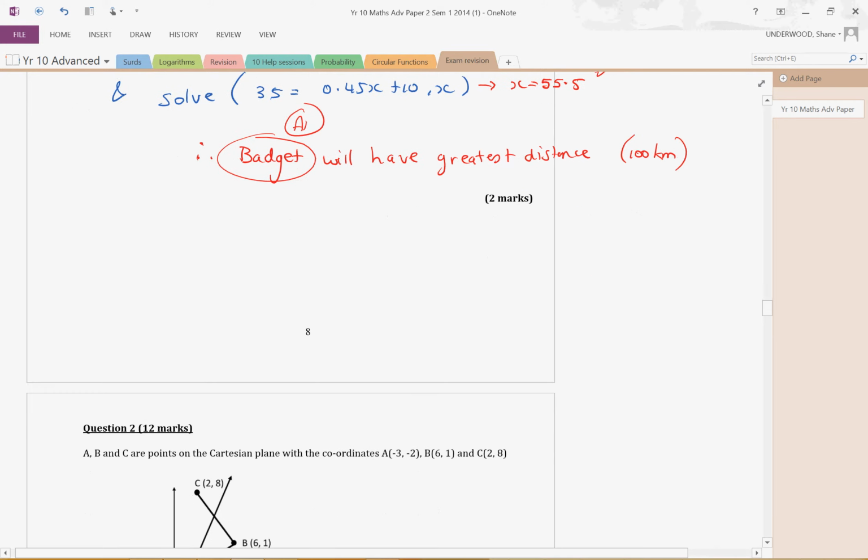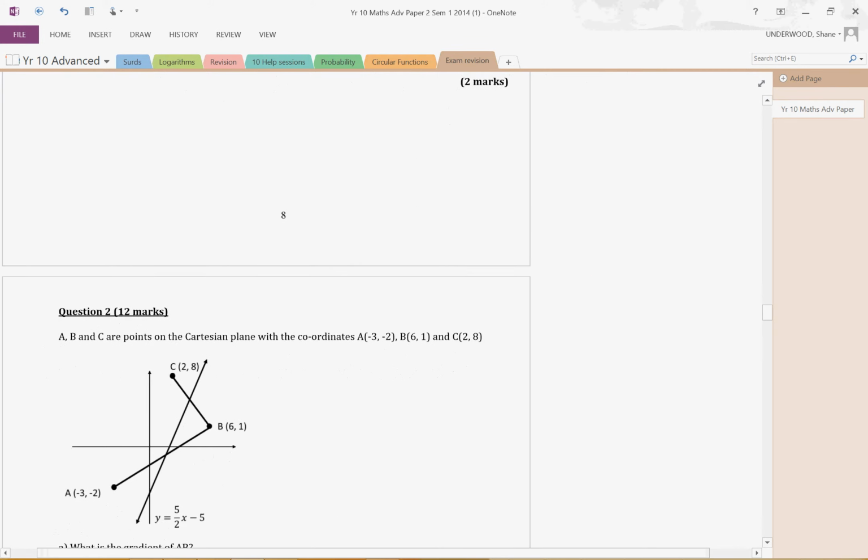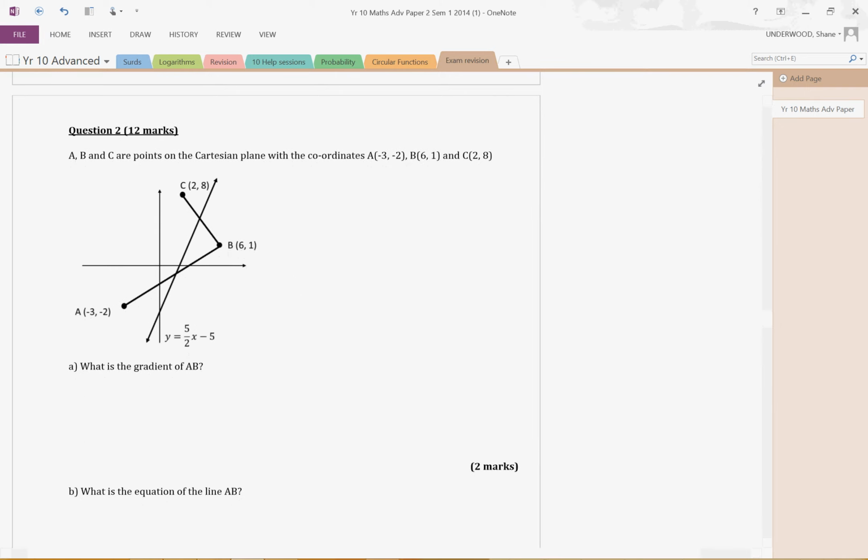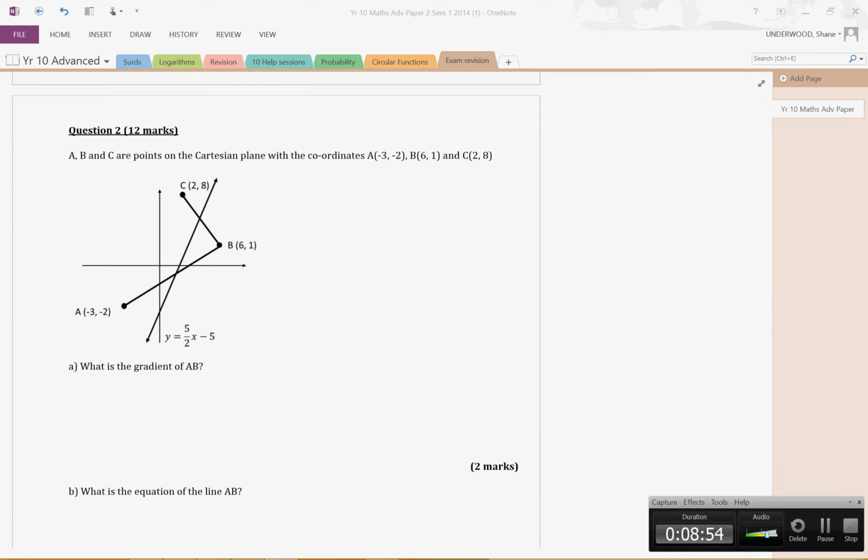So, that's question 1. Not so bad, is it? It's just that you need to be able to interpret the problem. Now, I'm going to pause this and get you to have a go.